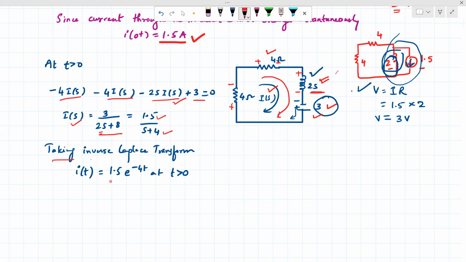And taking the inverse Laplace transform, I of s will become I of t, and this 1.5 I am writing here same as it is, and 1 divided by s plus 4. The inverse Laplace transform of 1 divided by s plus 4 is given as e raised to minus 4t, which I have written here, for t greater than 0. So this completes the numerical.